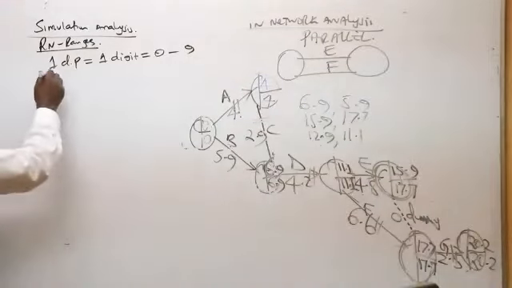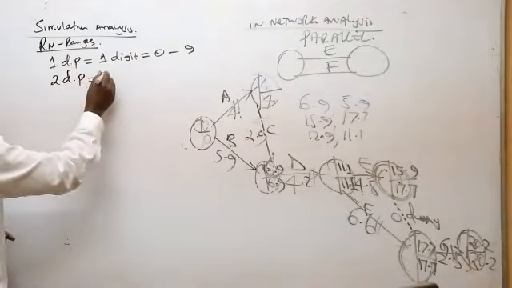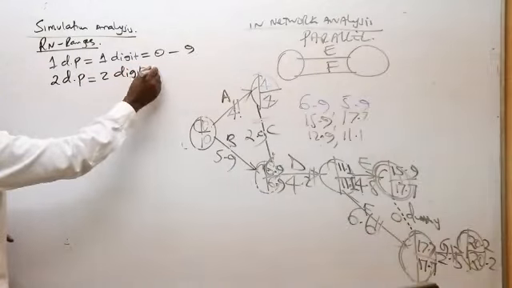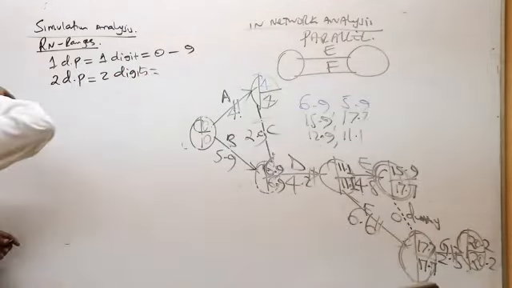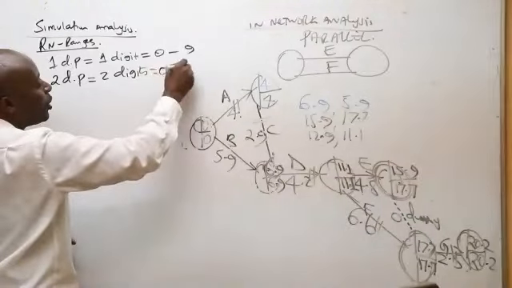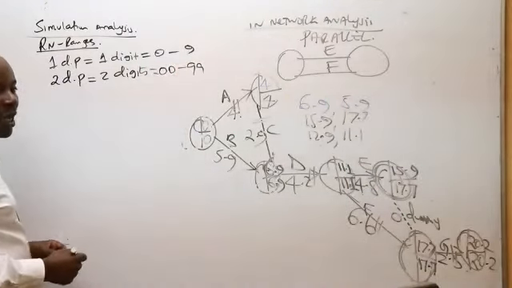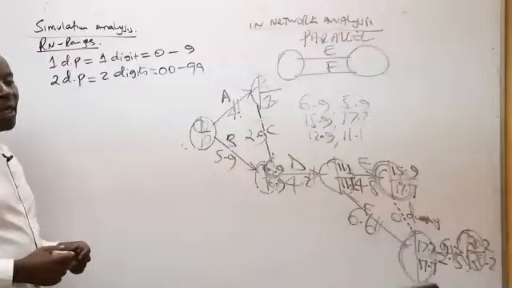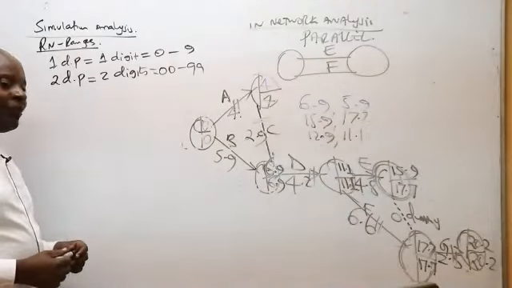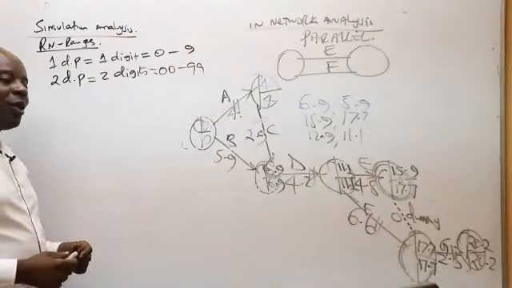When I talk of two decimal places, we have got two digits. They rhyme like that. So two digits, the range will be 00 all the way to what here, somebody? To 99. 00 all the way to 99.